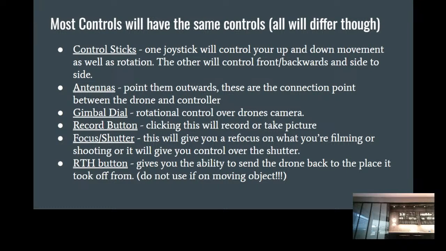Antenna. Point them outwards, and these will be your connection point between drone and controller. Your gimbal dial. It's rotational control over the drone's camera. A record button. Clicking this will record or take photos. Focus and shutter. This will give you refocus on what you're filming or shooting, or it will give you control over the shutter's control of the camera. And RTH, return to home, gives you the ability to send the drone back to where you took off from. Do not use this on a moving object.